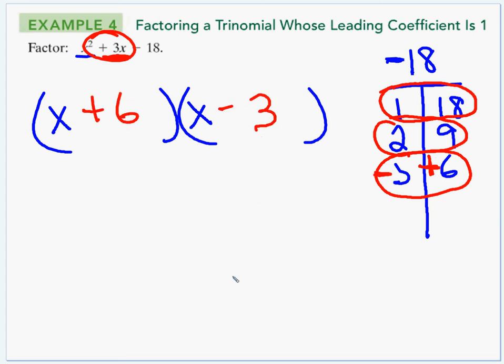Positive 6, negative 3. And just to check our work, x times x, that's x squared at the front. 6 and negative 3 is negative 18 at the end. And if we add those numbers together, 6 and negative 3 add up to 3x in the middle.